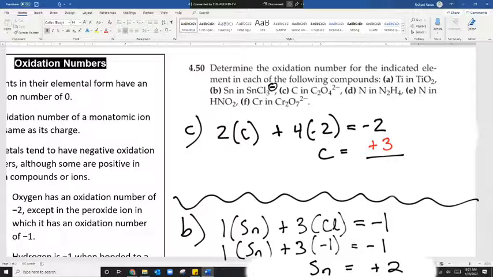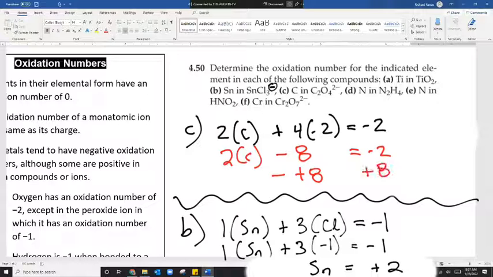Okay, let me do it step by step here. I'm going to say 2 times carbon minus 8 equals -2. I'm going to add 8 to both sides, step by step here. All right, then what am I going to have on the right side now, Ainsley? So I added 8 to both sides. What do I have on the right-hand side now? 6, you got it. So 2 times C equals positive 6. And so divide by 2, you get 3.